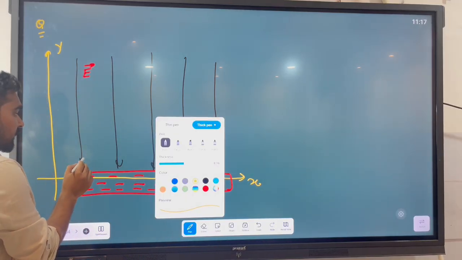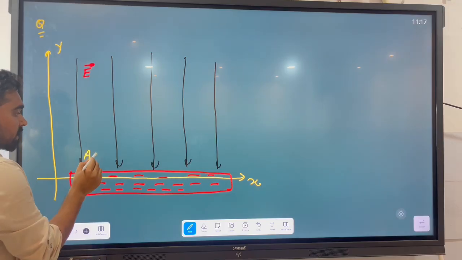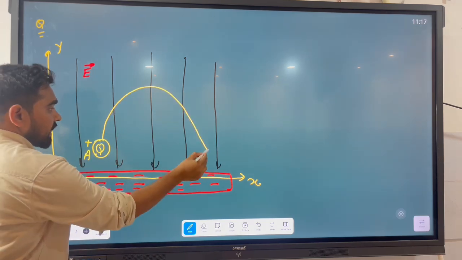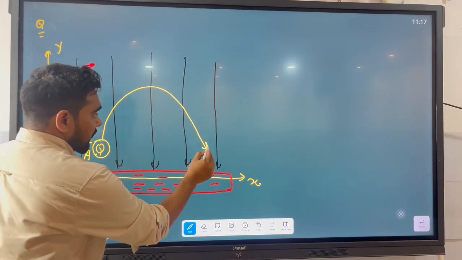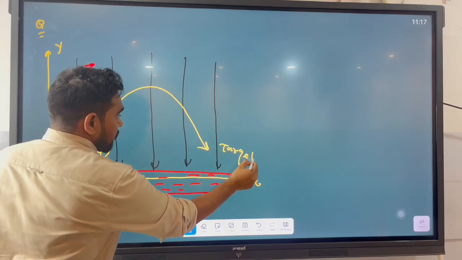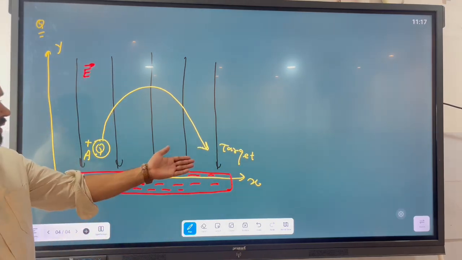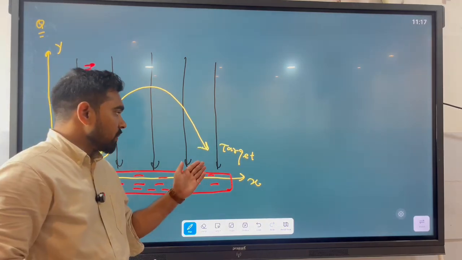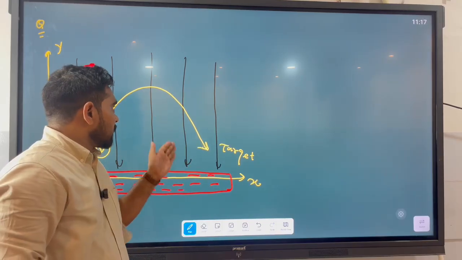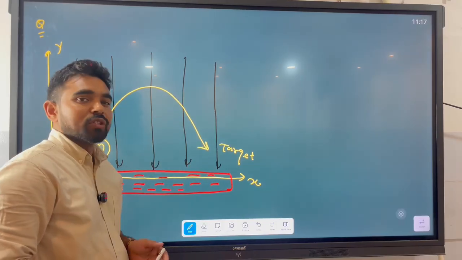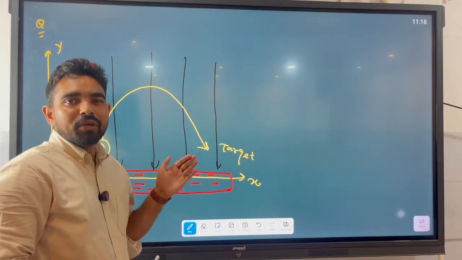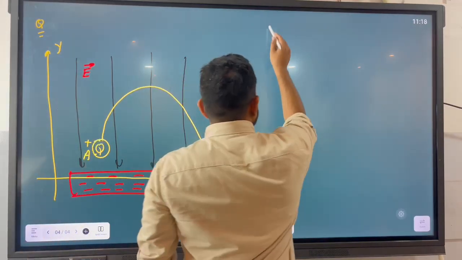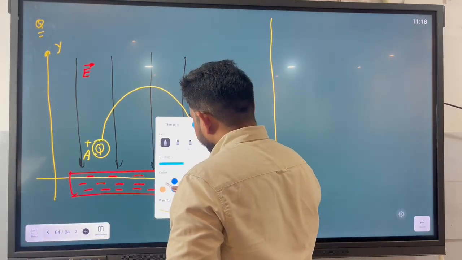and from point A, a positive charge ball is projected like this. This is the target point. In this situation, calculate the time of flight, the range and the height of projection according to the given diagram and the given situation. Solve this problem.